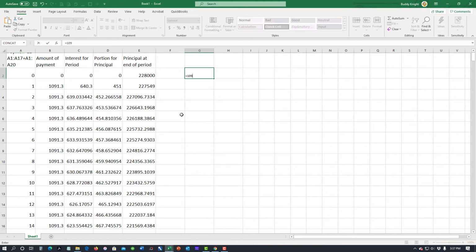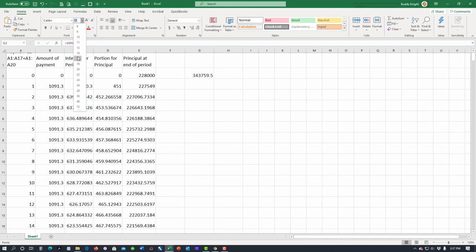So I can do a quick little calculation out here. Equals 1091.30 times 315 payments. And blow that up a little bit. And we see now that we have $343,759.50.